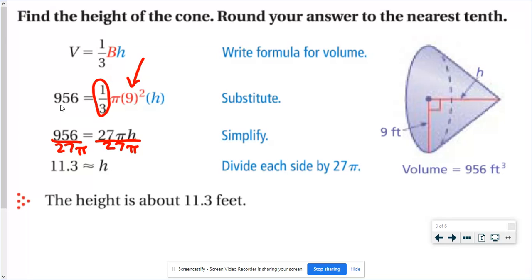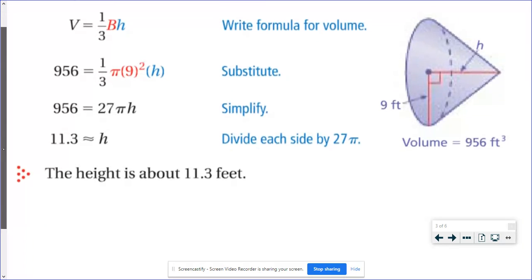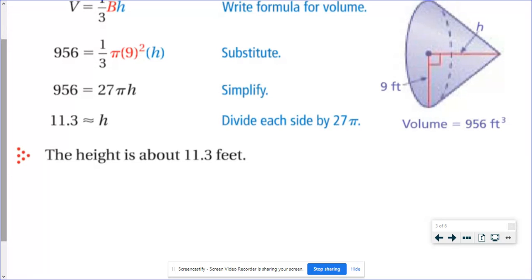Here's the other way that I wanted to show you for how to solve this. And I know this is going to get a little bit crowded here, so maybe I'll show it down here in this blank space. What we have is 956 equals 1/3 pi times 9 squared times the h, right?